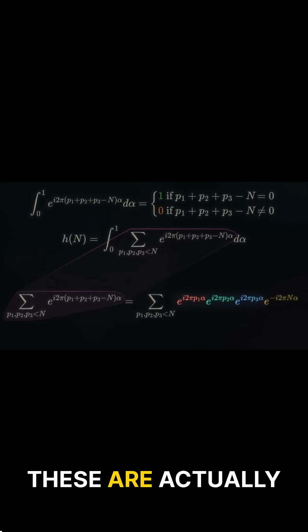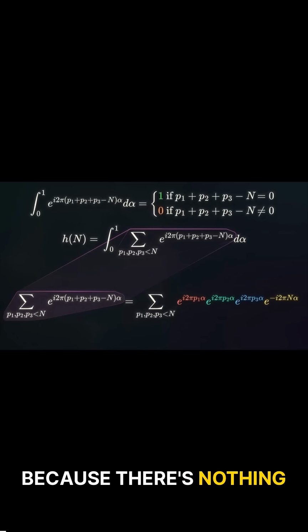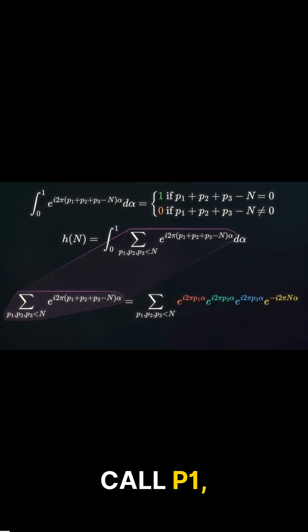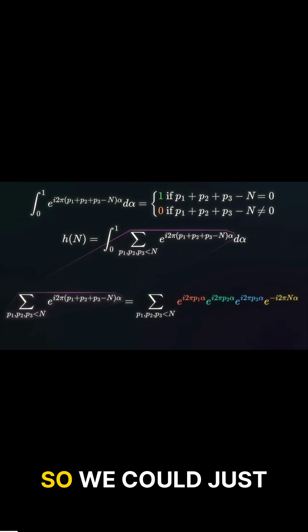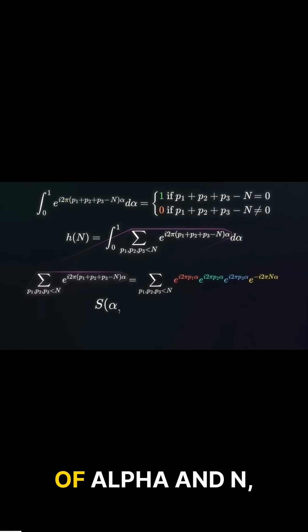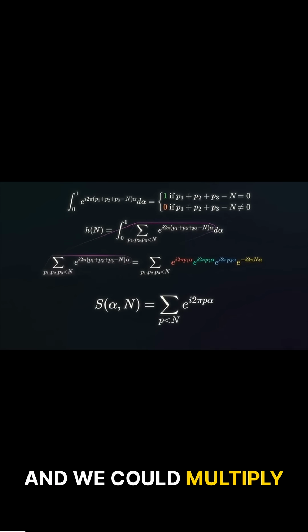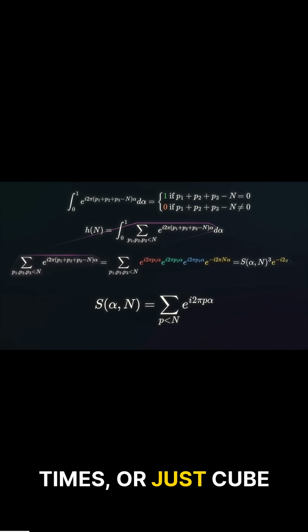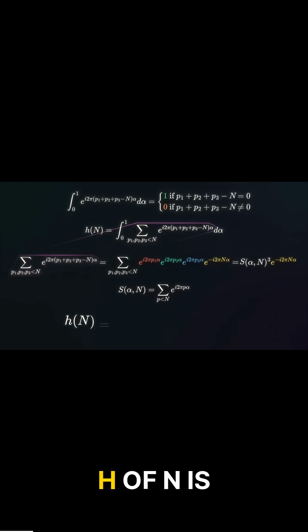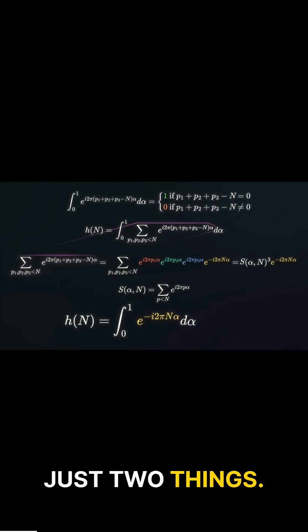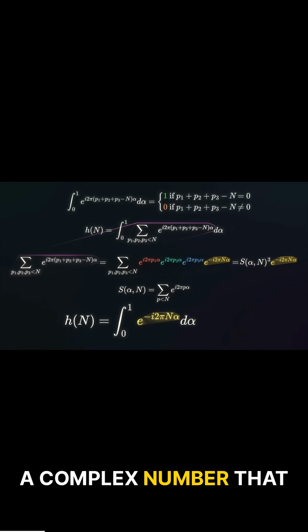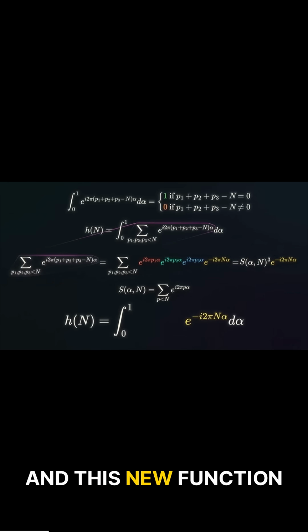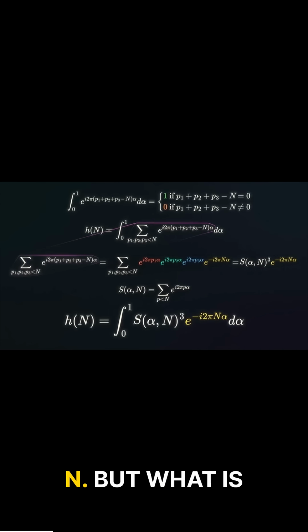The first three of these are actually identical, because there's nothing to distinguish what we call P1, P2, P3. They're all prime numbers drawn from the same set. So we could just call this function s of alpha and n, and we could multiply it by itself 3 times, or just cube it. By doing this, h of n is now a function of just two things: e to the minus i 2 pi n alpha, which is just a complex number that you could compute, and this new function s of alpha and n. But what is this function?